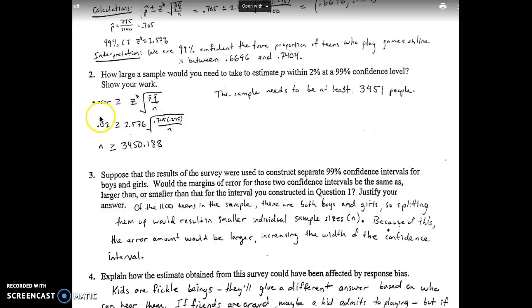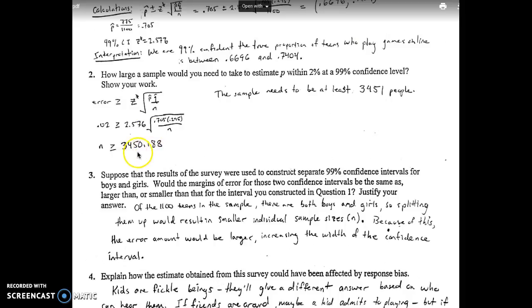The error level that we're given is 2%, which is 0.02, and then we're using the same values up here from step 3 in the calculations of problem 1. Just doing some basic algebra. We're going to divide each side by 2.576. We're going to square both sides. We're going to cross multiply.